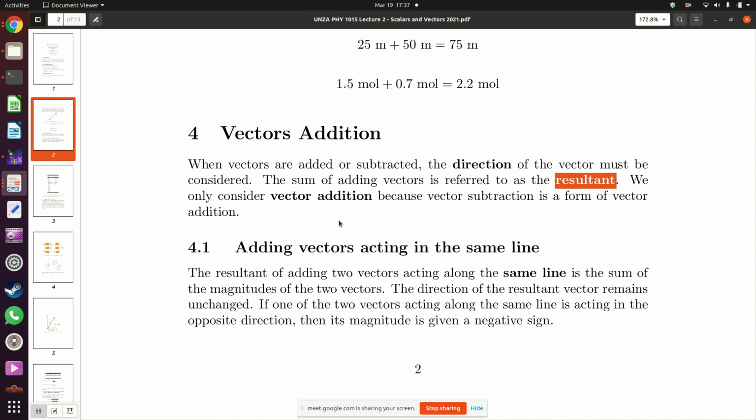Okay, so that's the first thing to note. The second thing, the third thing actually. First thing to note is that direction is important. The second thing is that the sum of adding vectors is called the resultant. The third thing is that we do not concern ourselves with talking about vector subtraction, because subtraction turns out to be a form of addition.